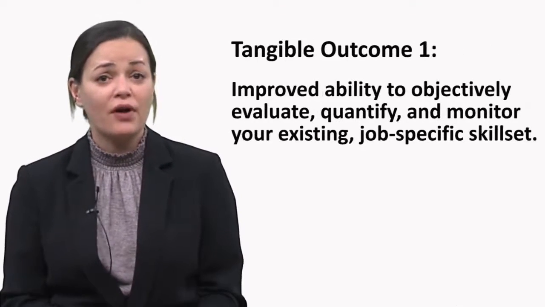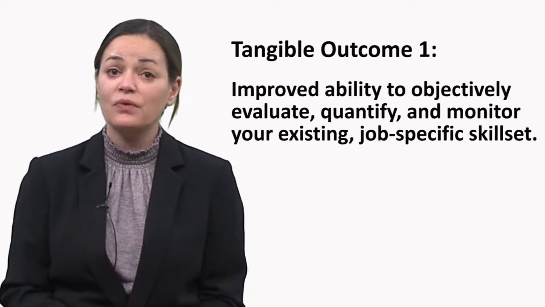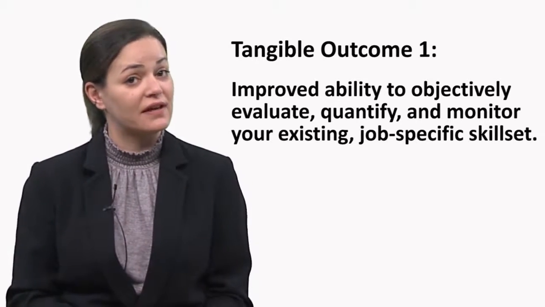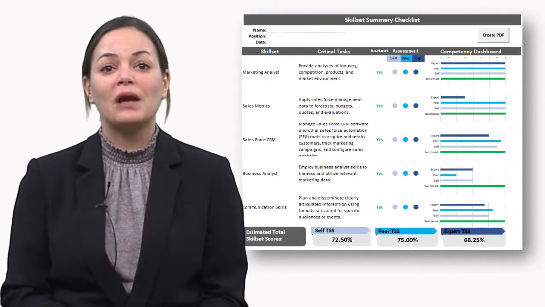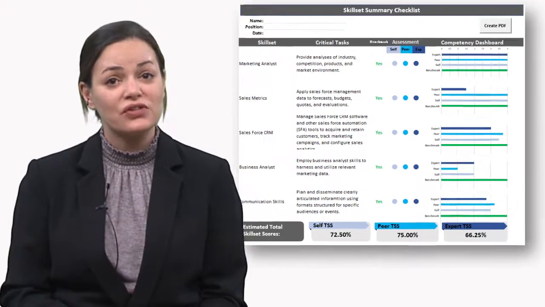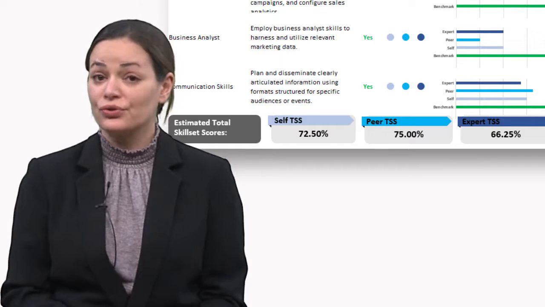The first tangible outcome that you achieved in the course is an improved ability to objectively evaluate, quantify, and monitor your existing job-specific skill set. By now, you should be able to conduct a thorough and objective skill set review and come up with an externally verified competency dashboard and a realistic estimate for your total skill set score.